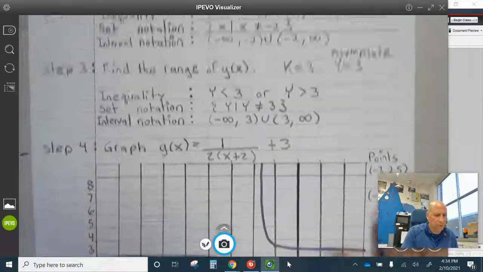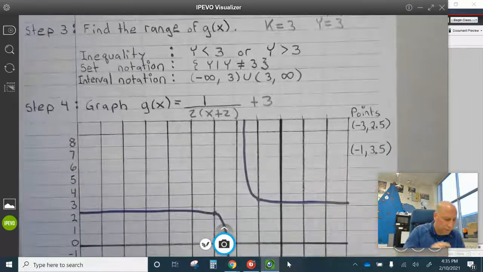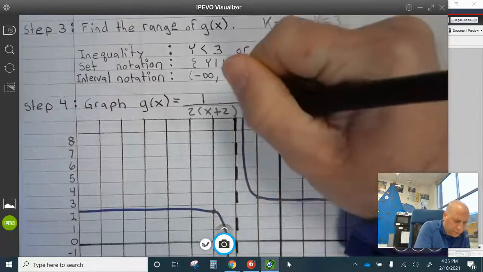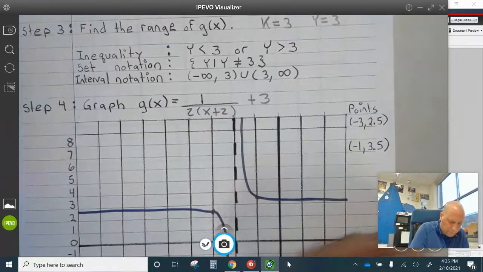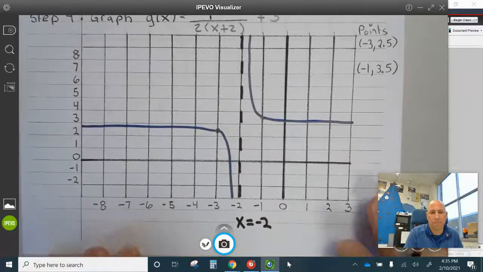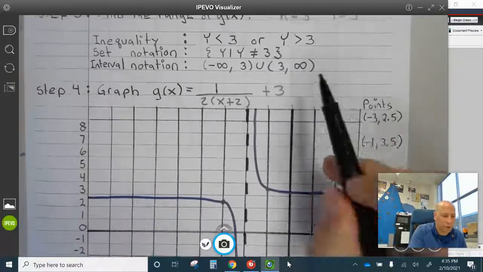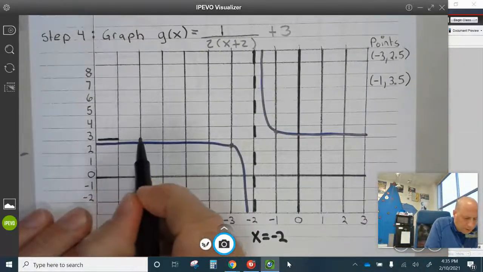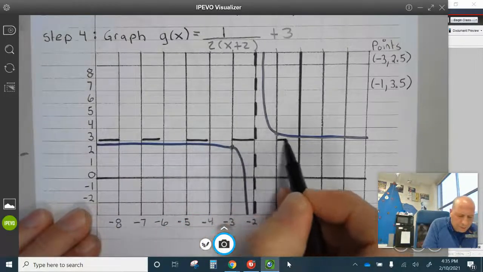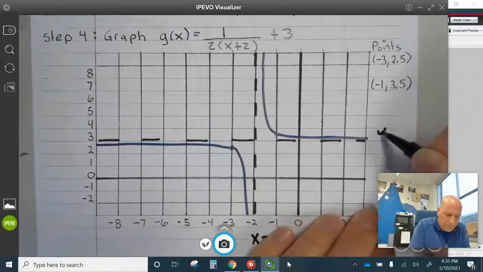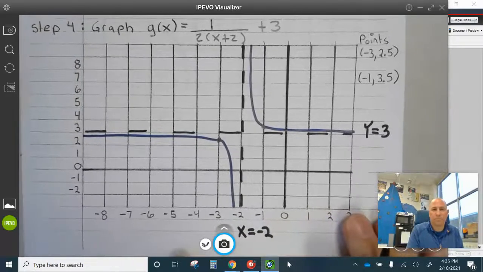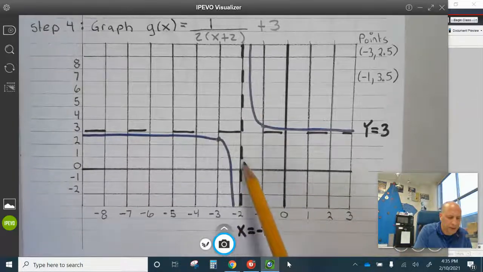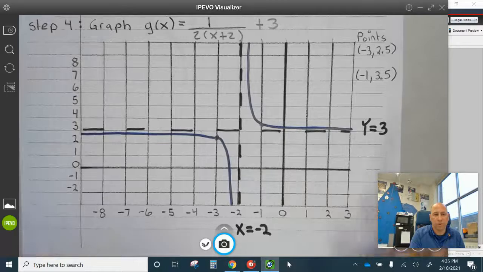Now let's go back and look at the asymptotes. The asymptotes are x equals -2, which is right here. And you can see the graph does not cross at x equals -2. Okay, and then we have an asymptote it looks like at y equals 3. And you can see that the graph does not cross at that asymptote. Okay, and that's how you know the curves are where they are, because they lie between the asymptotes. So go ahead and finish up your graph for step 4.